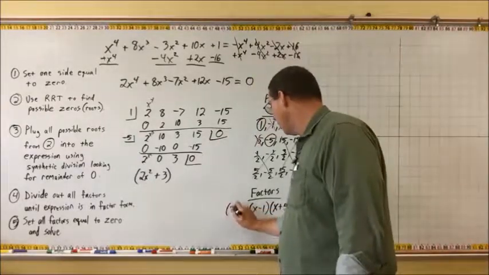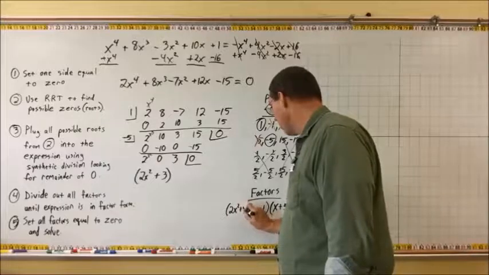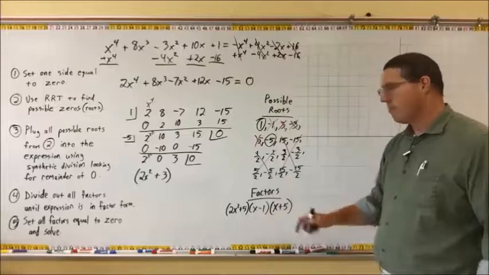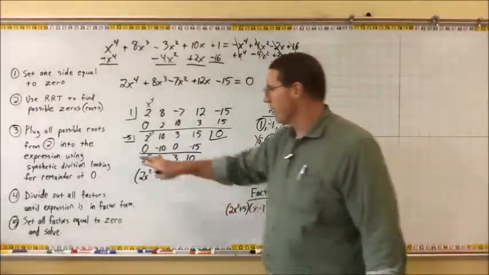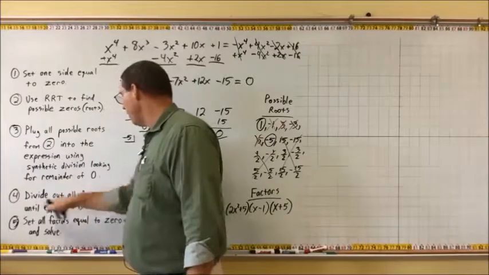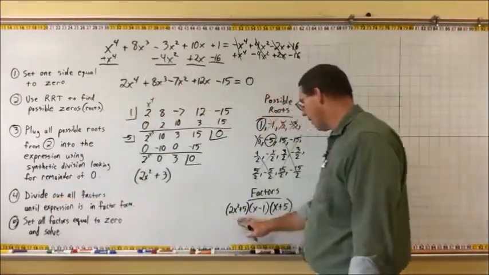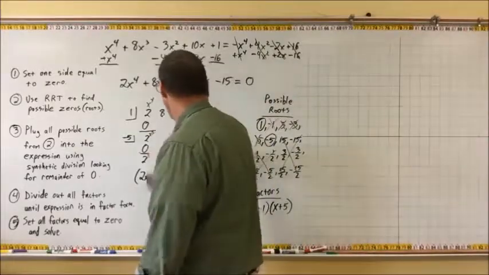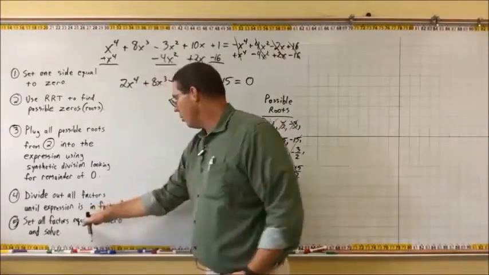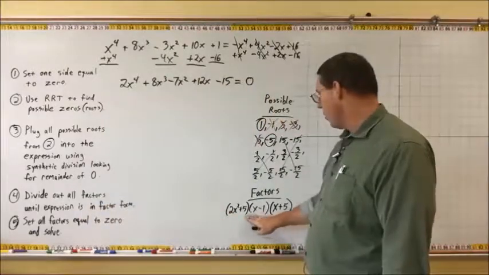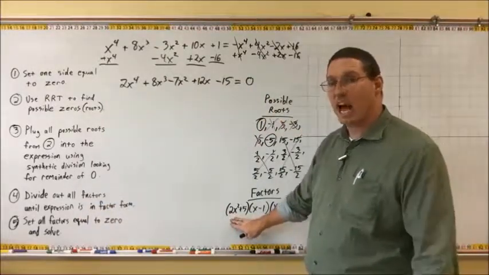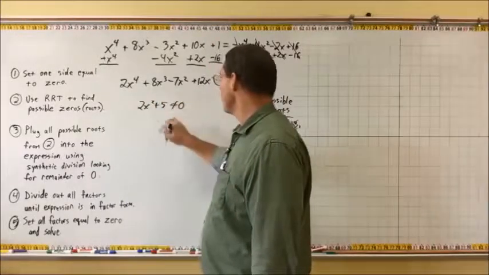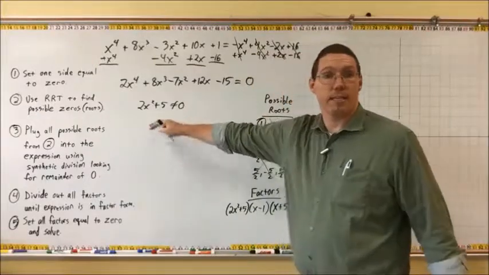So our final factorization of this polynomial is 2x squared plus 5 times x minus 1 times x plus 5. That was step 3. So 4, divide out all the factors until the expression is in factored form. That's what we've been doing the whole time. Step 5, set all factors equal to 0 and solve. So we know that 2x squared plus 5 cannot equal 0. Therefore, we're just not going to solve it.